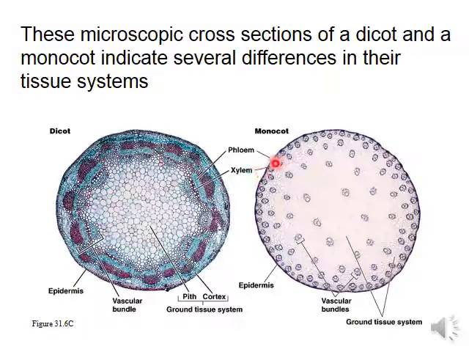So here's your vascular system in a monocot. It's complex, so complex it'll look random as you look at it. They both have ground tissue. In the dicot, again, the pith is inside the vascular ring, and the cortex is outside. Both of them still have ground tissue, though.